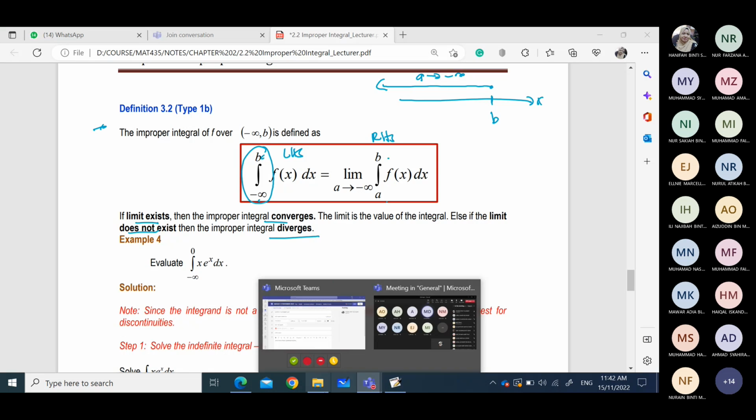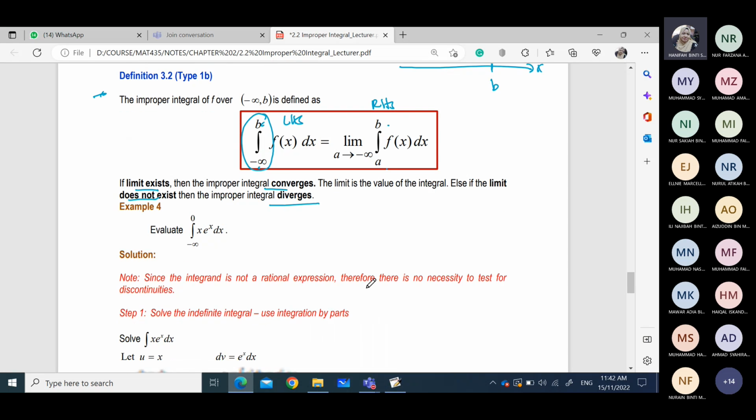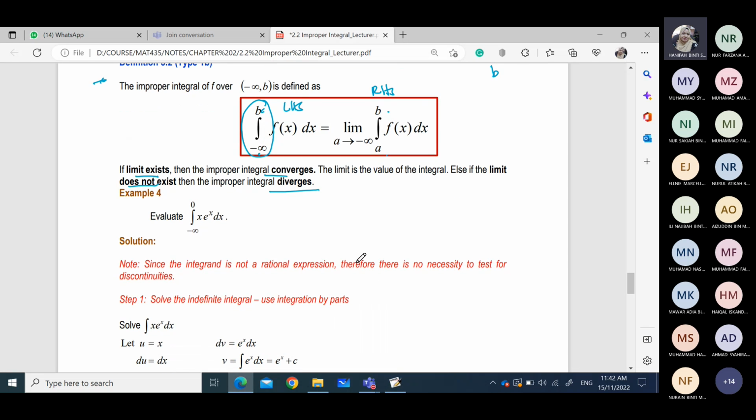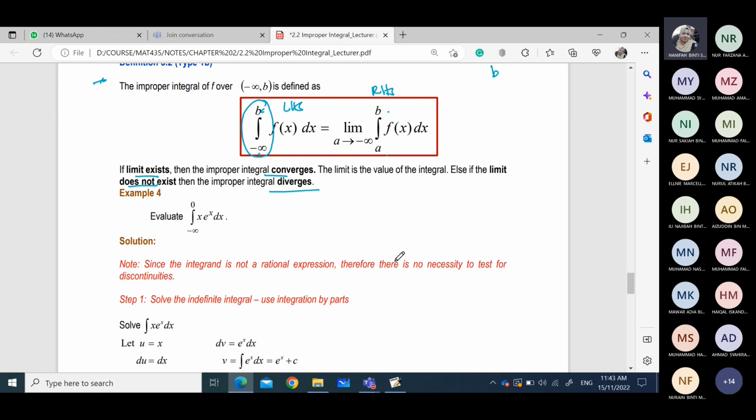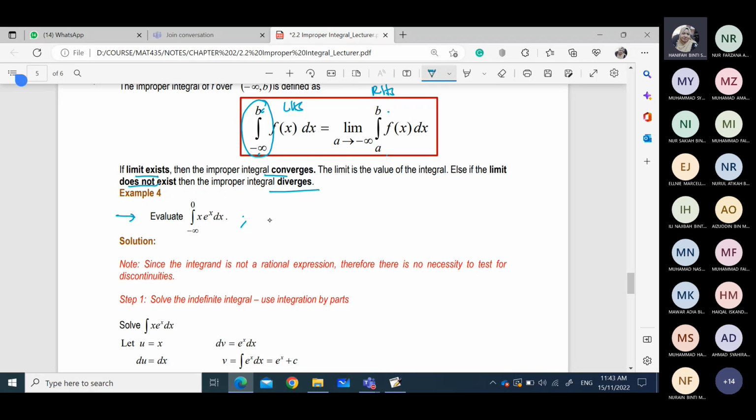Boleh, madam. Okay, thank you. Alright, so next one, this one is about definition 3.2, which is type 1B. Look at this example. Evaluate the improper integral of x e to the power x, where the interval of x is negative infinity to 0. So this is the interval for this integral.